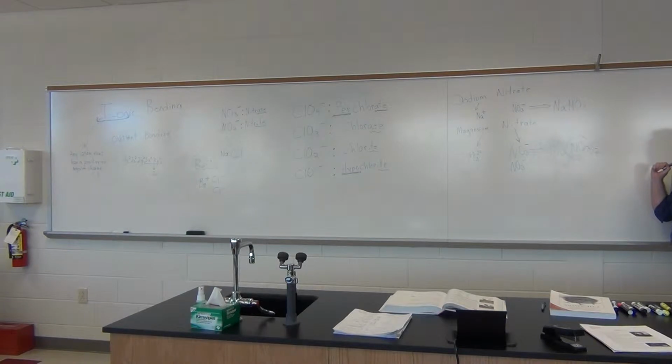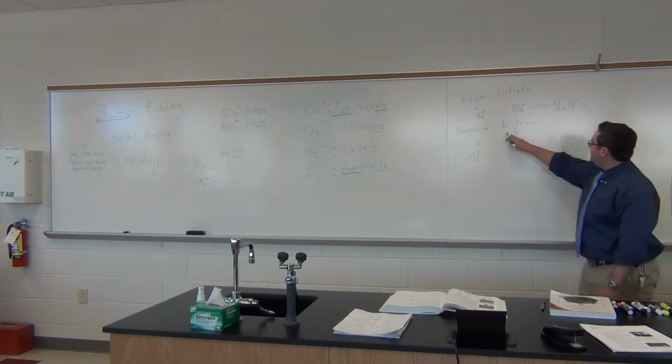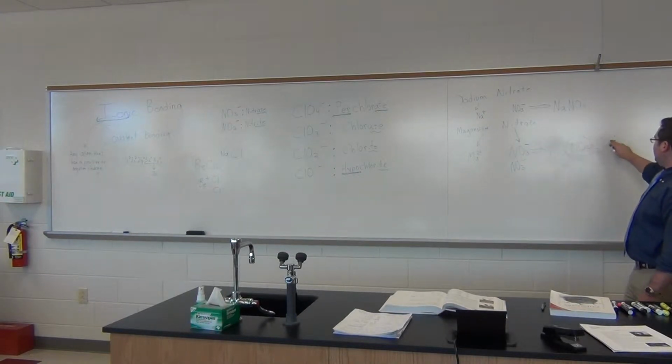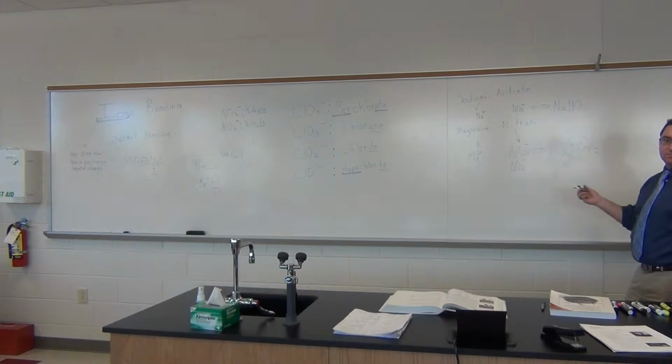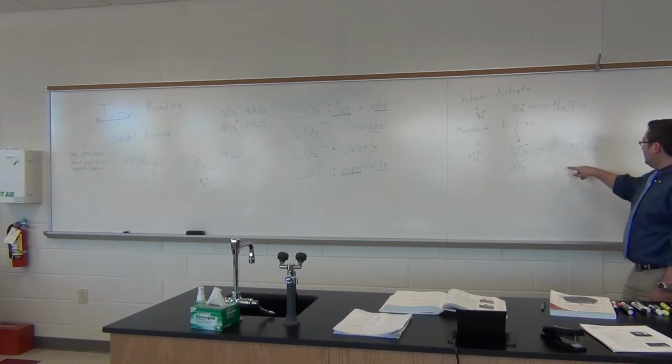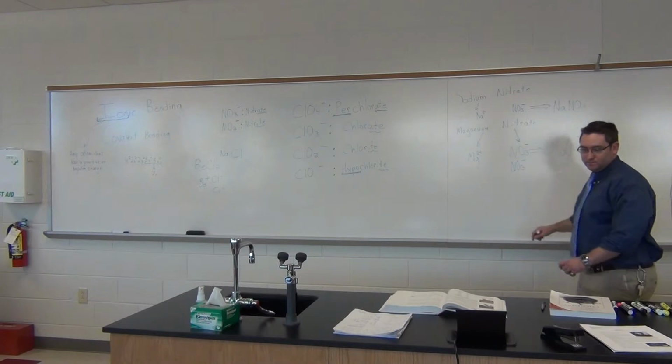Now, on the test, what is that going to be called? Name to formula. So this would be name to formula. If we went the other way, it'd be formula to name. So it'd be magnesium nitrate. We just look at the parentheses. We don't look at any numbers. We just look at what's in the parentheses.